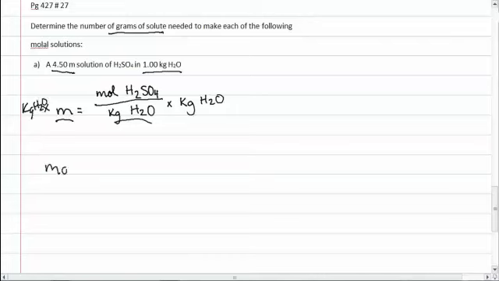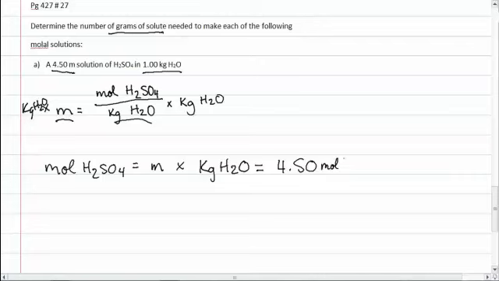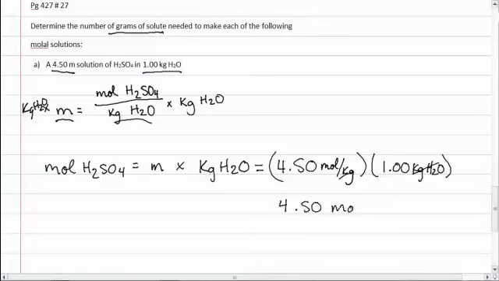We get moles sulfuric acid equals molality times the mass of water in kilograms, which is 4.50 molal, or mole per kilogram, times 1.00 kilogram of water. Kilograms cancel, and we get 4.50 moles of H2SO4.